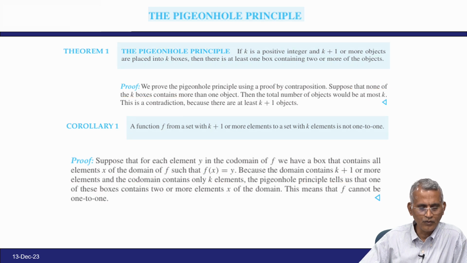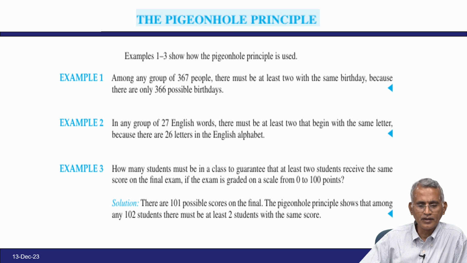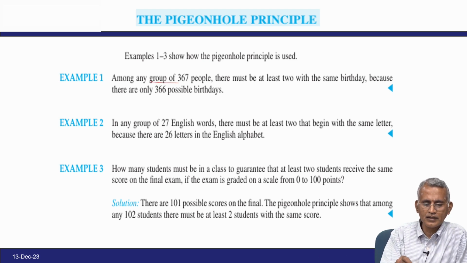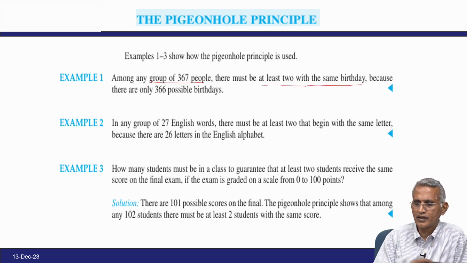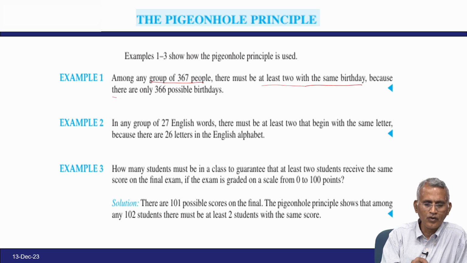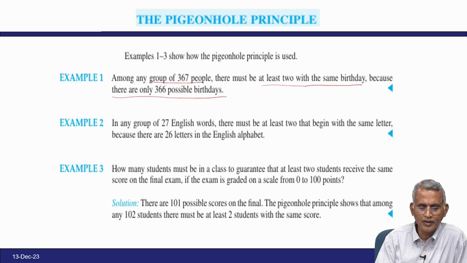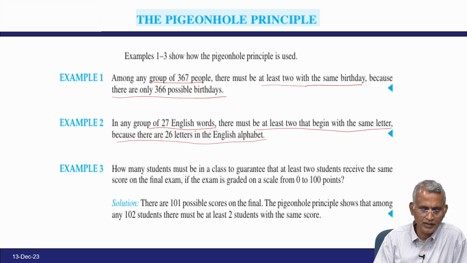Proof of the corollary 1. Now, let us see some more examples of where the pigeonhole principle is used. Among any group of 367 people, there must be at least 2 with the same birthday because there are only 366 possible birthdays. Therefore, it follows from the pigeonhole principle. In any group of 27 English words, there must be at least 2 that begin with the same letter because there are 26 letters in the English alphabet.